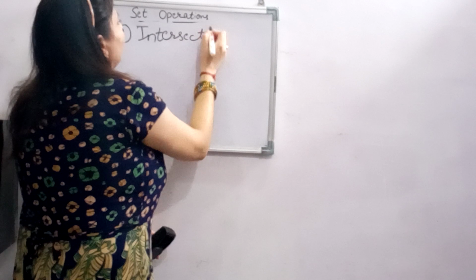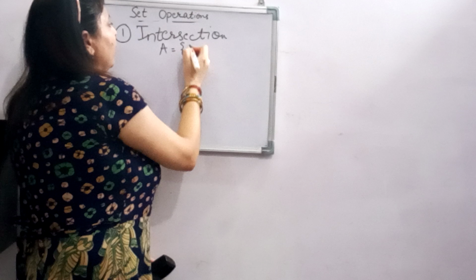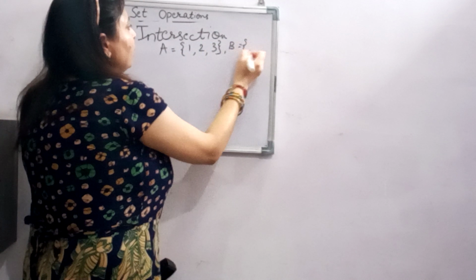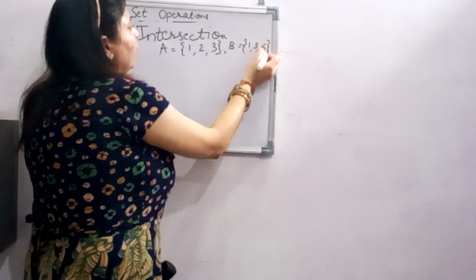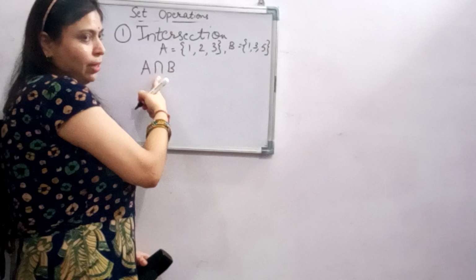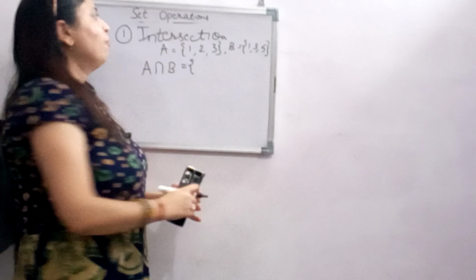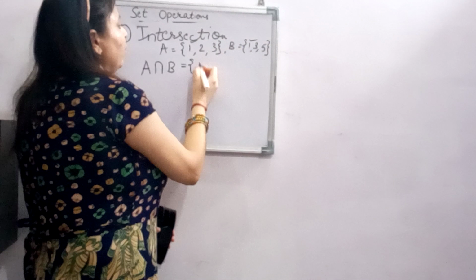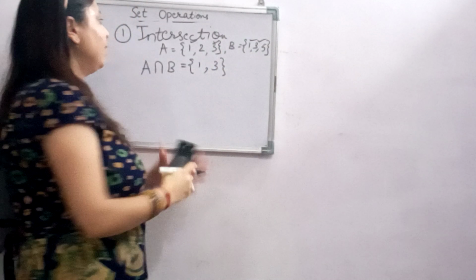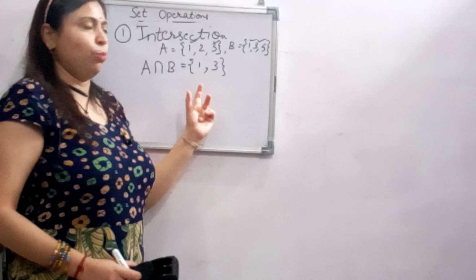What is the intersection operation? Similarly, we take the example of A and B. 1, 2 and 3 are the elements of A and B contains 1, 3 and 5. Now, A intersection B is denoted by this symbol, ∩, and it will contain the elements which are common in both the sets. For example, 1 is common in both the sets, so we will take 1. 3 is also common in both the sets, so we will take 3. So the intersection of A and B is {1, 3}. This is called the intersection operation.